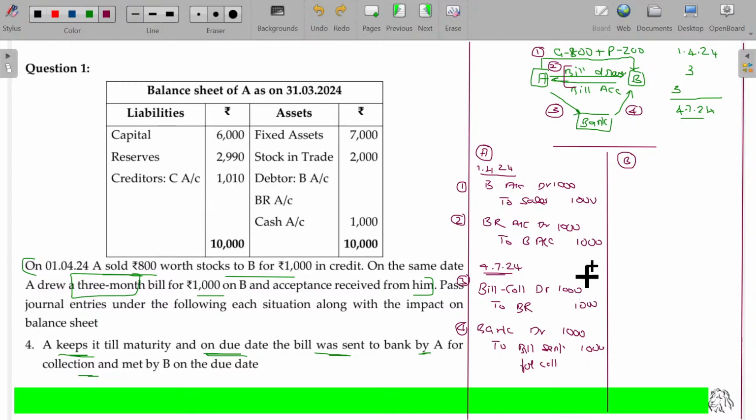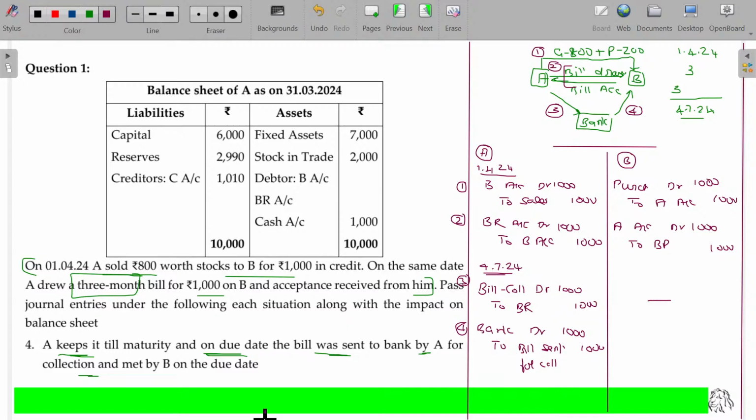And now, in the books of B, the parallel entry: sales will have an equivalent nature here as purchases. The journal entry being, purchase account debit to A account, value being 1000. Second entry, instead of BR, here it's bills payable. So A account debit to bills payable account, value being 1000.